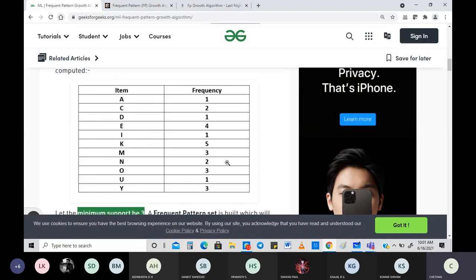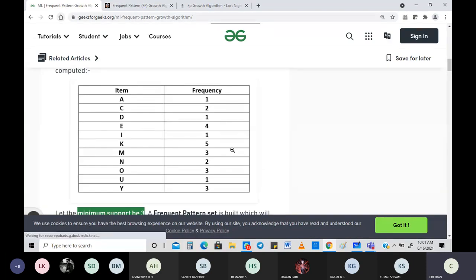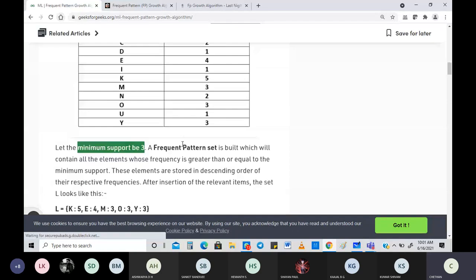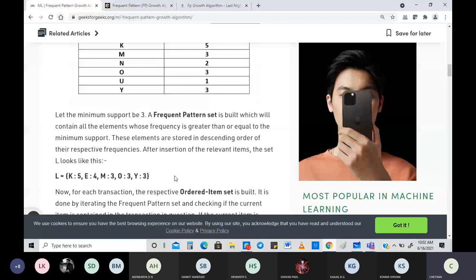So that's what we did. If we did that, this is what we got. We got this pattern. This pattern becomes very important till the end of the problem. So what is the pattern we got? We got this pattern in decreasing order, K-E-M-O-Y, along with the frequencies, everything.